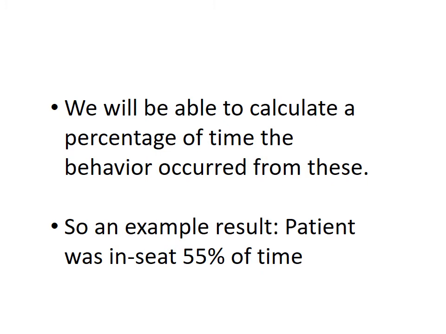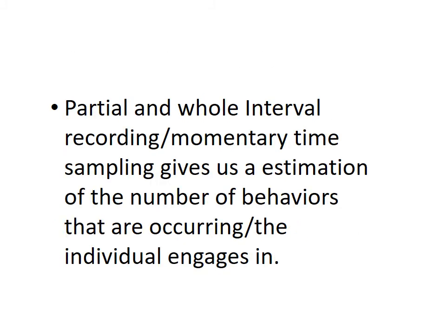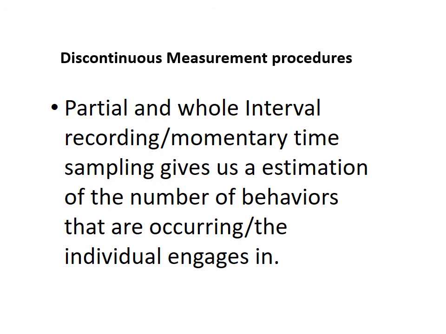From this, we'll be able to calculate a percentage of time the behavior occurred. So, an example result might say something like this: the patient was in seat 55% of the time. Again, from these discontinuous measures, we'll be able to calculate a percentage of time that the behavior occurred, and we can compare across time. Partial and whole interval recording and momentary time sampling give us an estimation of the number of behaviors that the individual engages in.